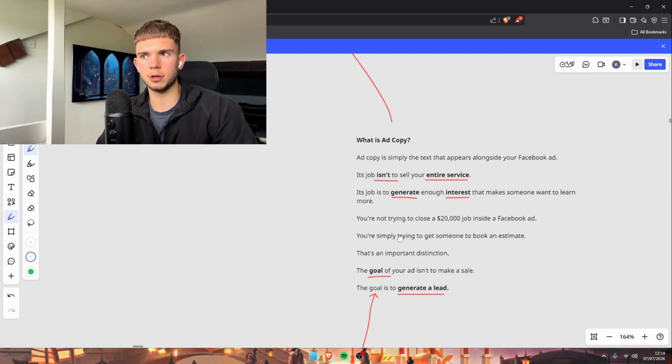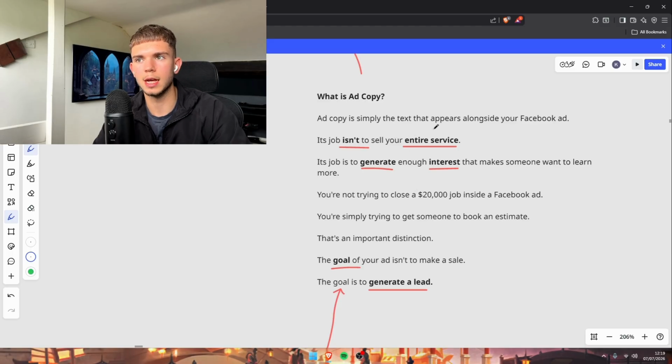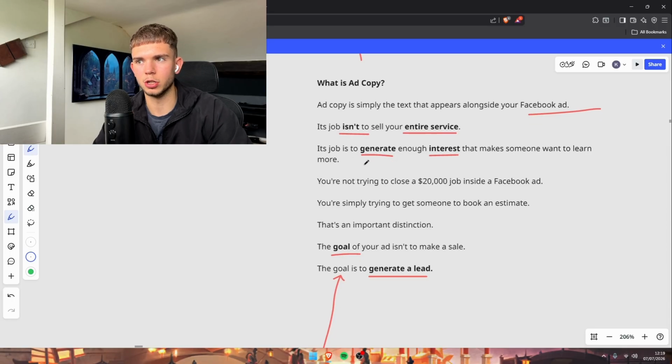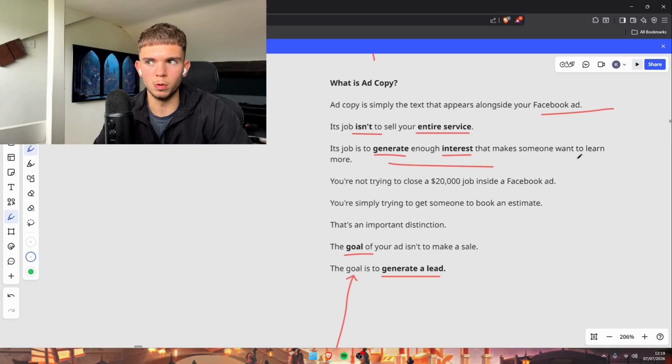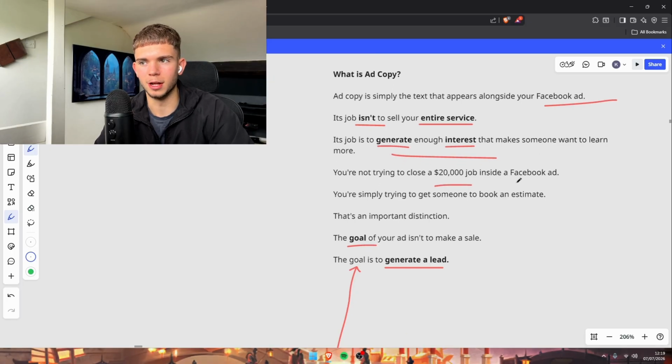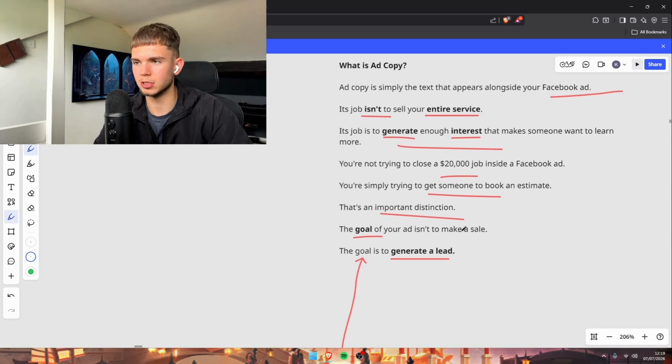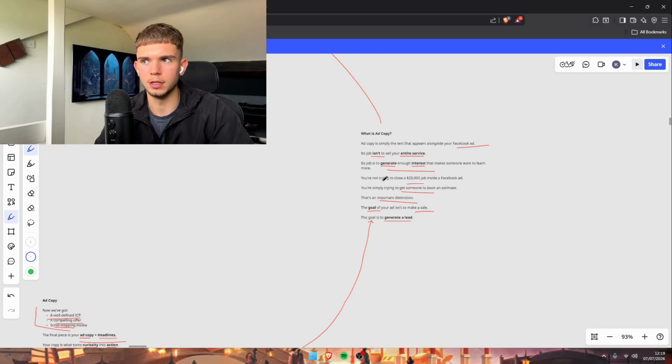Now, what is your ad copy? Your ad copy is simply the text that appears alongside the Facebook ad. Its job isn't to sell your entire service, its job is to generate enough interest that someone wants to learn more. You're not trying to close a 20k job inside a Facebook ad, you're just simply trying to get someone to book an estimate, and that's the important distinction. The goal of your ad isn't to make a sale, it's to generate a lead.